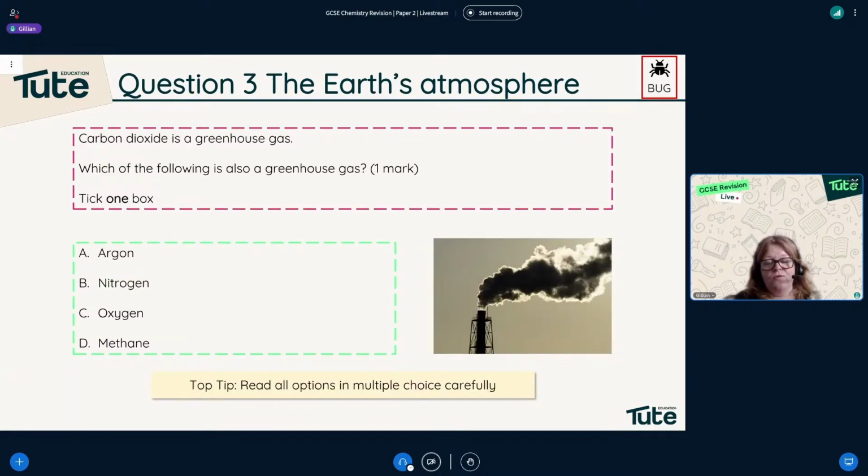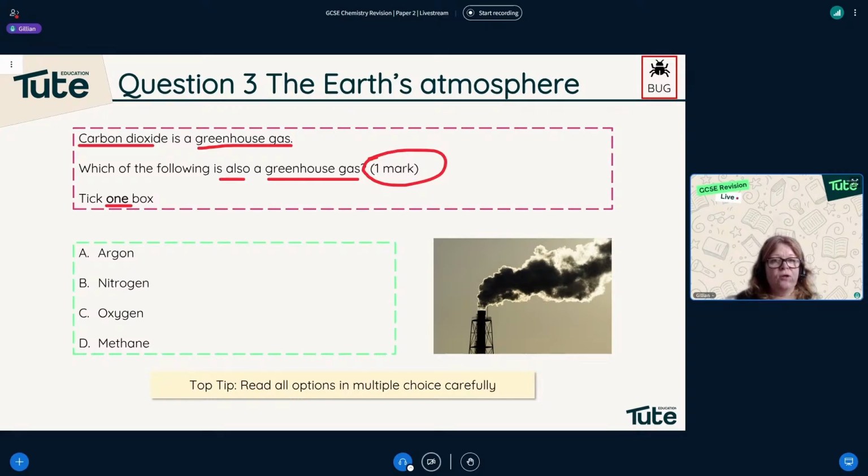Okay, so moving on. Another multiple choice question. Top tip again, read all options on multiple choice carefully. Carbon dioxide is a greenhouse gas. Which of the following are also a greenhouse gas? So again, we need to tick one box. It is a 1 mark question.